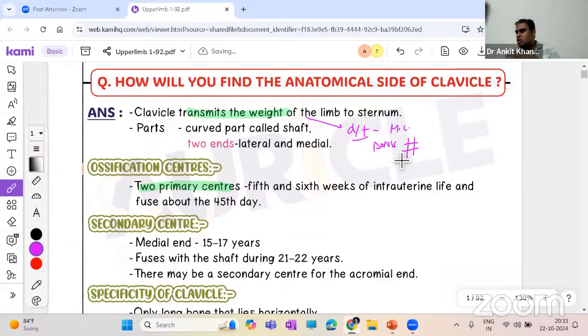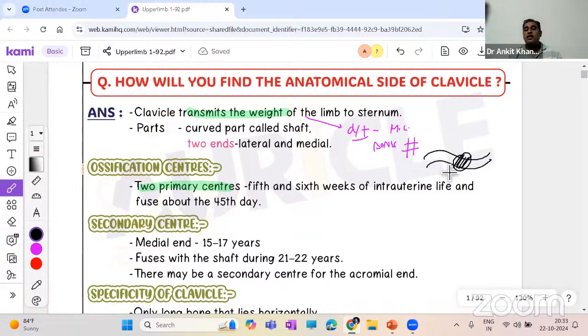Suppose someone is falling on the ground, then they will obviously support their body with the hand, and the weight is transmitted from here. It is also not a very big bone, it's a thin one. Therefore, it gets fractured. The other reason for it being fractured is that it has this sinus curve over here. So obviously the middle third of the bone is at risk.